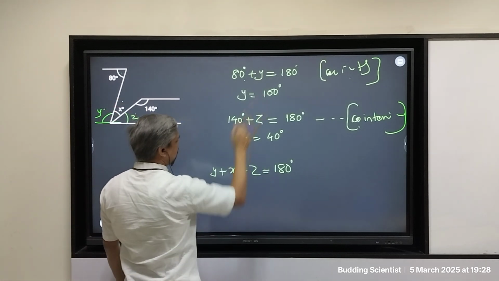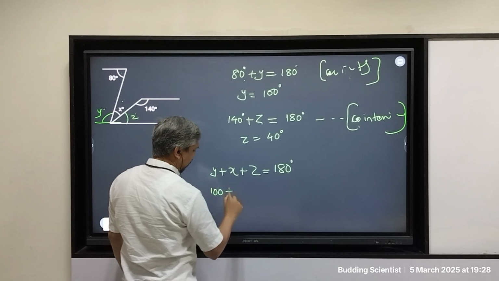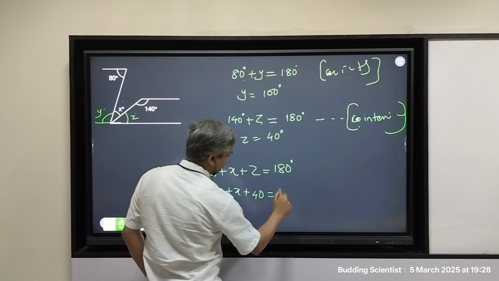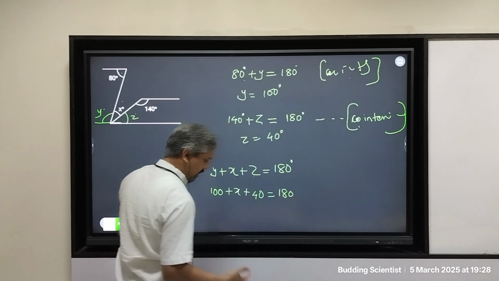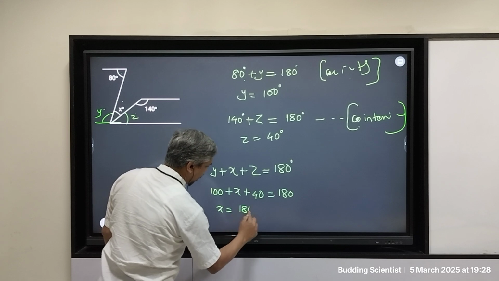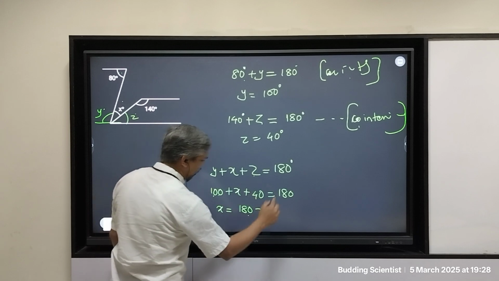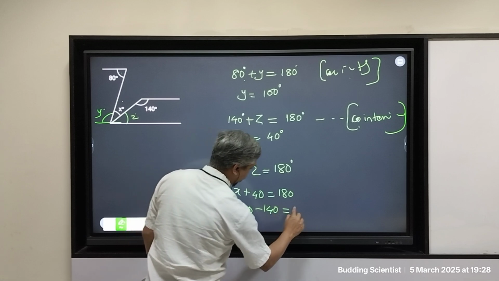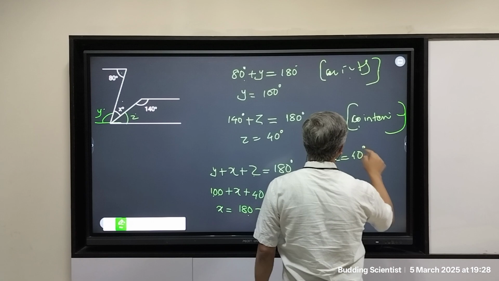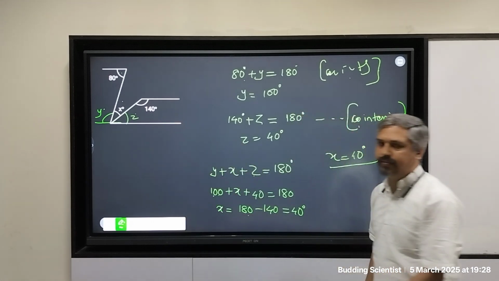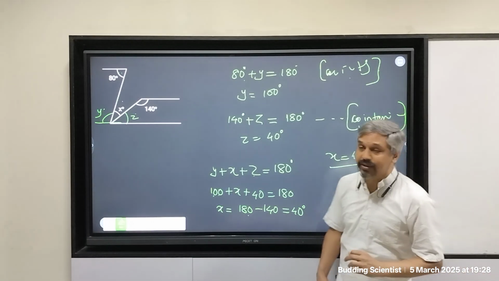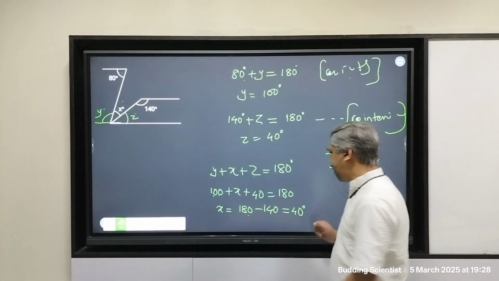So y is 100 plus x, z is 40, is equal to 180 degree. X is equal to 180 minus 140, is equal to 40 degree. X is equal to 40 degree is the answer. I hope you understand this. Let's solve the next problem.